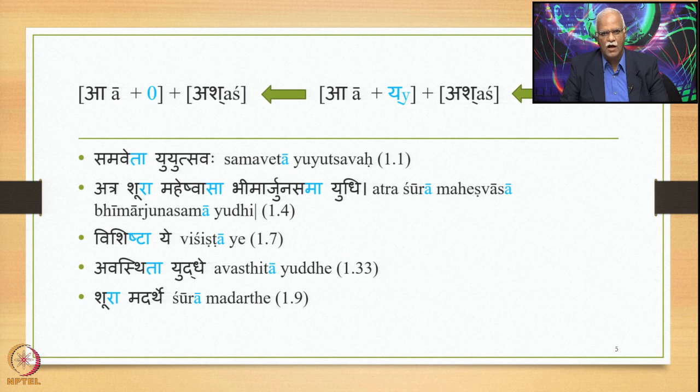bhimarjuna sama is Bhimarjuna Samaha. Then Vishishta Ye is Vishishtaha and Ye. Avasthita Yuddhe is Avasthitaha and Yuddhe. Anye cha bahavah shura madarthe tyakta jivitaha. You have shura madarthe, that is Shuraha and Madarthe. You can split the sandhi by following the same procedure. There are many cases of this kind you will find in the Bhagavad Gita, where you have to be cautious and split the sandhi in this particular fashion.